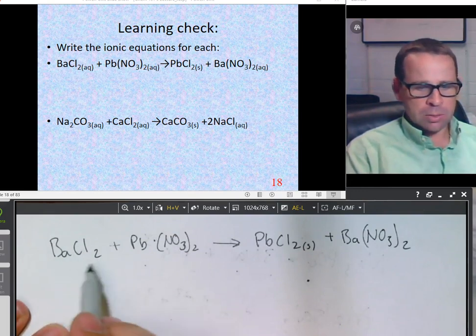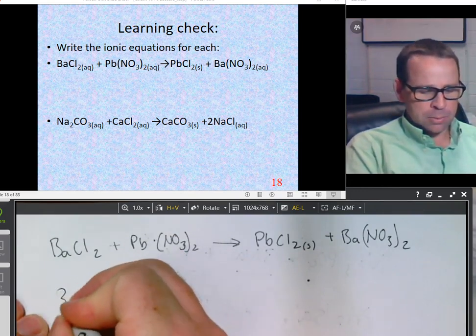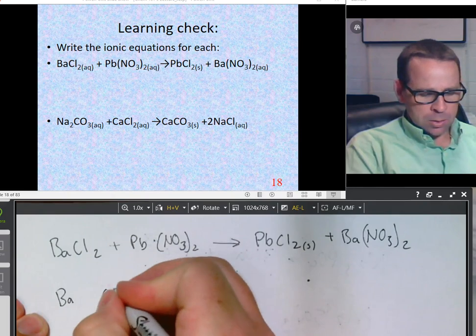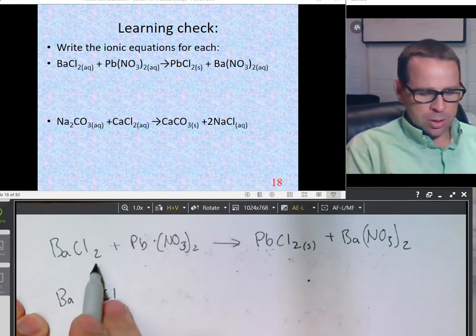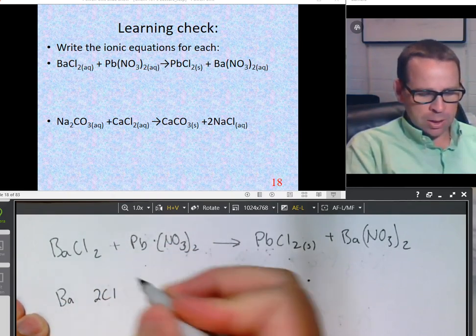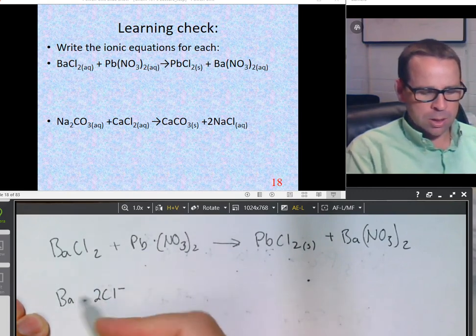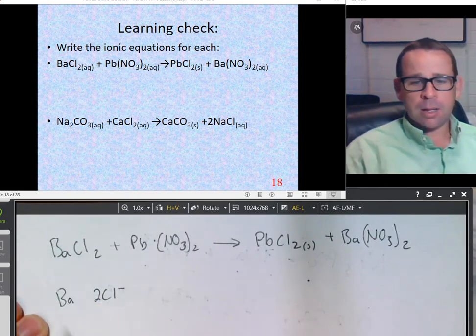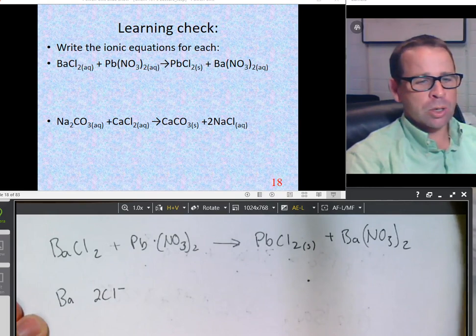So now we break this into ions, and remember, I have the barium ion and the chloride ion. The 2 there is indicating that I have 2 chloride ions. There's a negative charge on the chloride ion. The barium ion, if I don't remember what kind of charge there is on the barium ion, I can look it up on my periodic table.